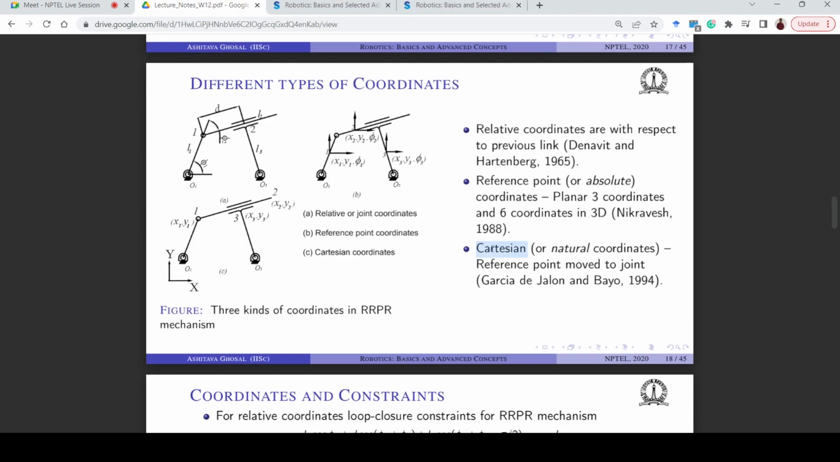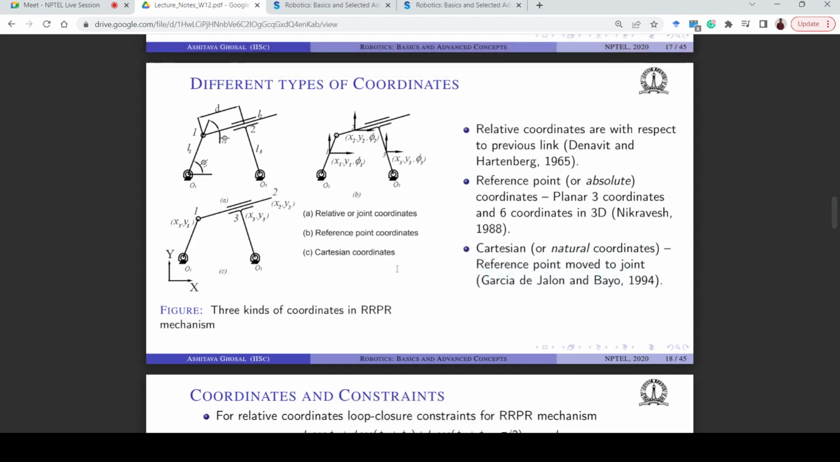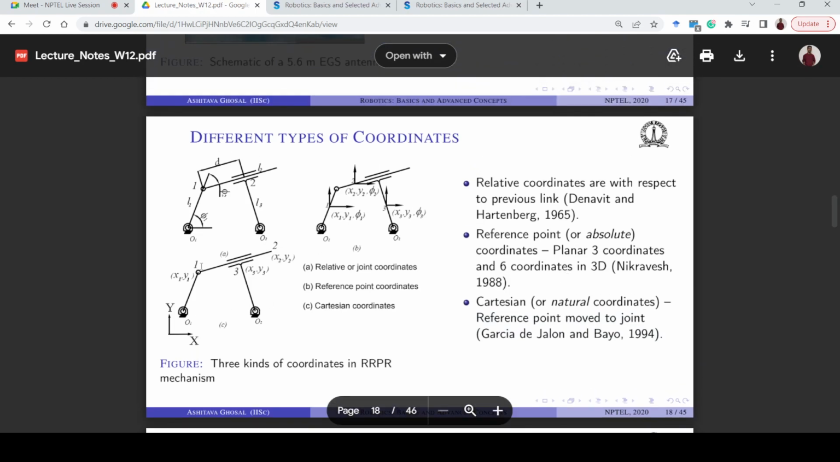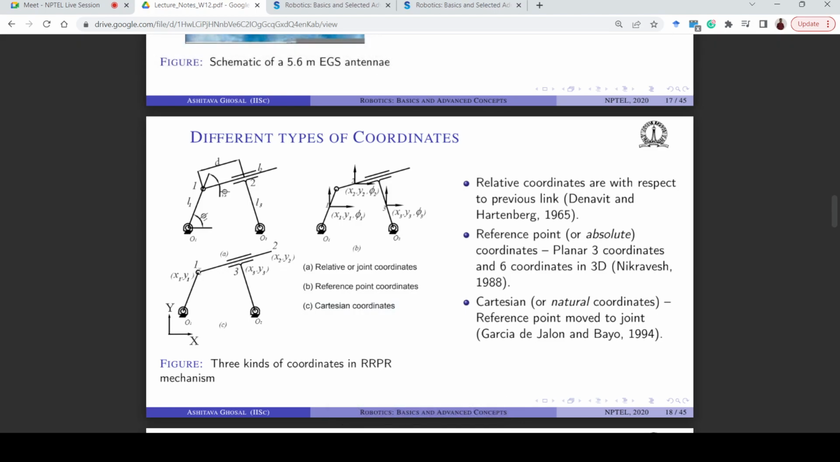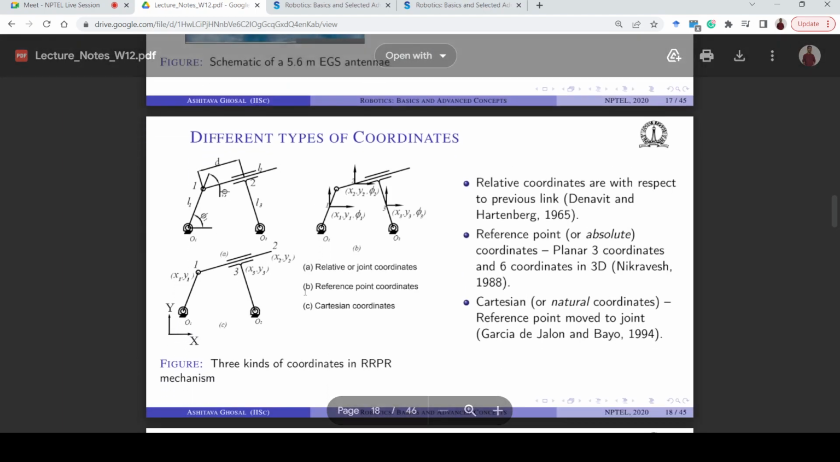Okay, and then there are Cartesian or natural coordinates, where the reference points are moved to the joints. For example, in this third case, the C, you only take the x and y coordinates of the joints, and the orientation information is embedded into these coordinates.